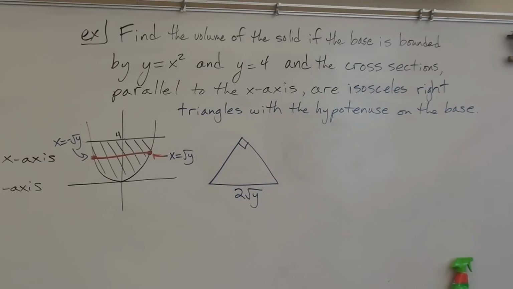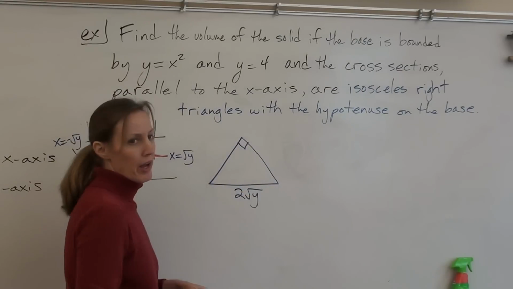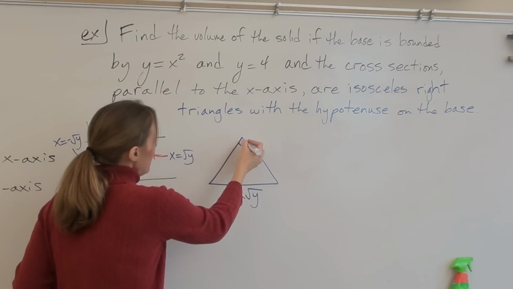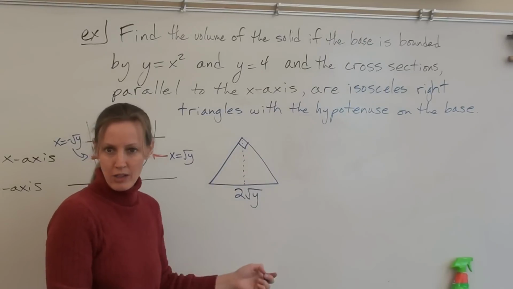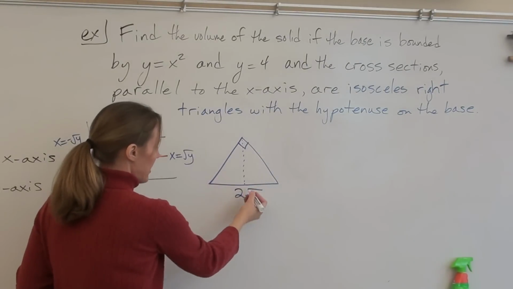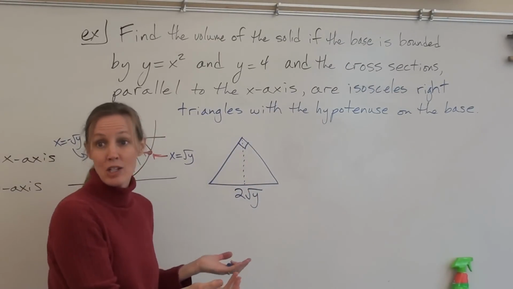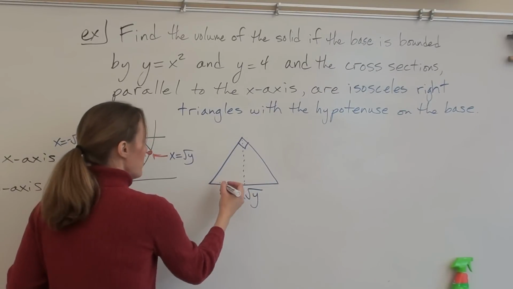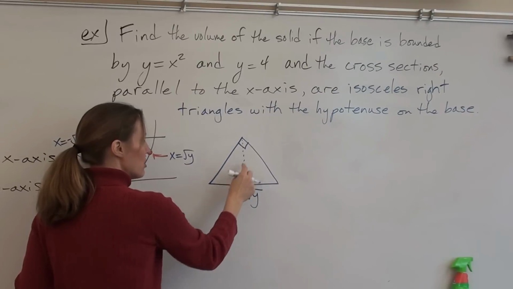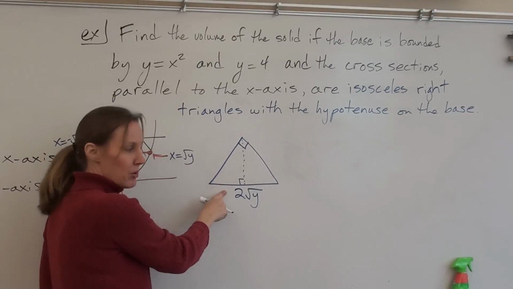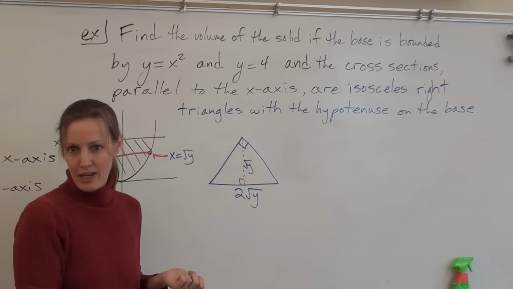Okay. So there's two ways to do this. Number one is to find the height of this triangle. If it's a 45-45-90 triangle, if you draw an altitude, it really is a very nice bisector, so this becomes root y, and it splits it into two little mini 45-45-90 triangles. With that being the 90, and 45-45, these two sides are congruent. So if this is root y, then this is root y.